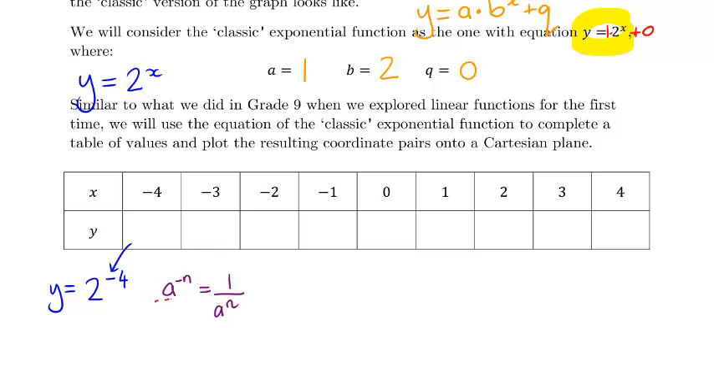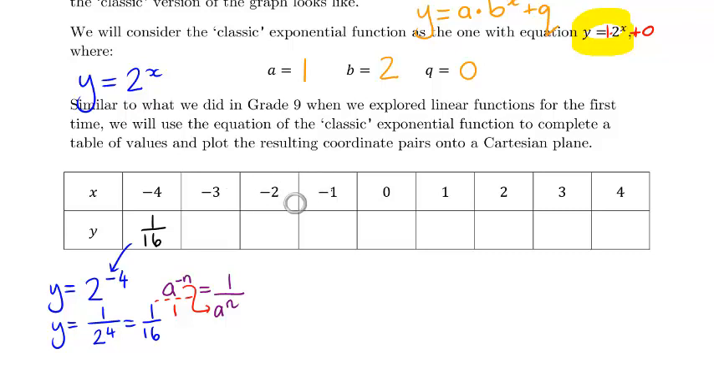So you must imagine that there's this invisible fraction here, a to the minus n over 1, and it goes whoop to the bottom of the fraction, and the negative exponent changes to a positive exponent. So using that law, we should see that y is equal to 1 over 2 to the positive 4, which is 1 over 16. So for x is equal to minus 4, we know that y would equal a very small value, 1 over 16.